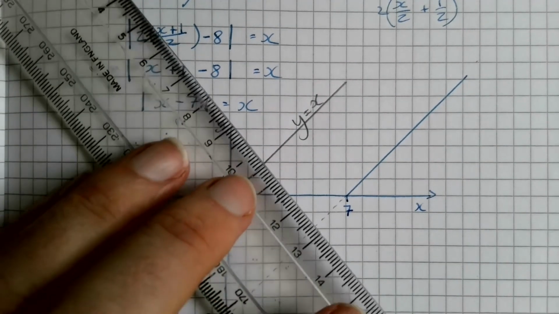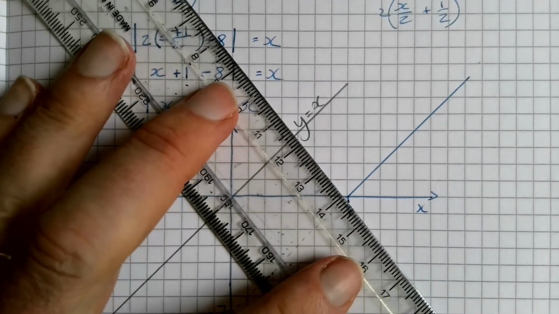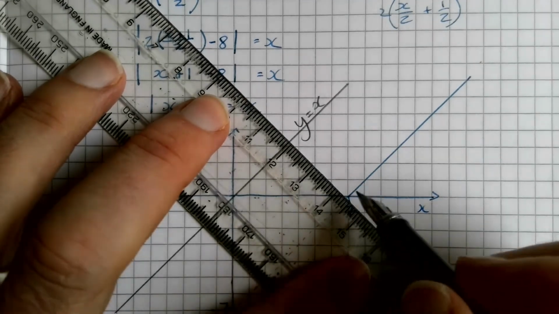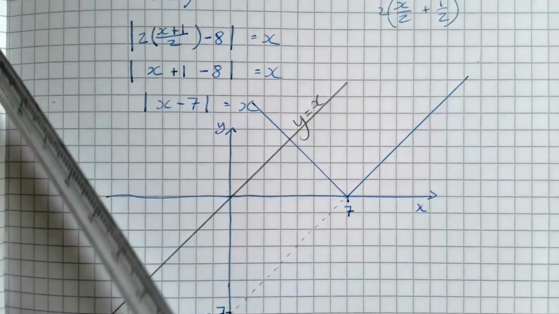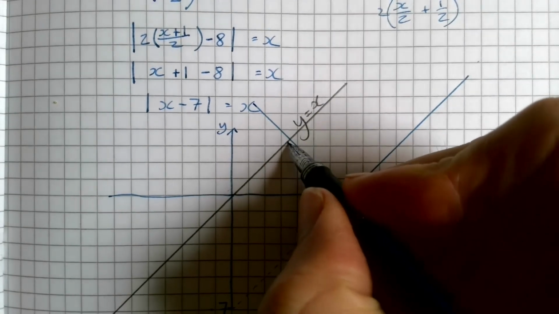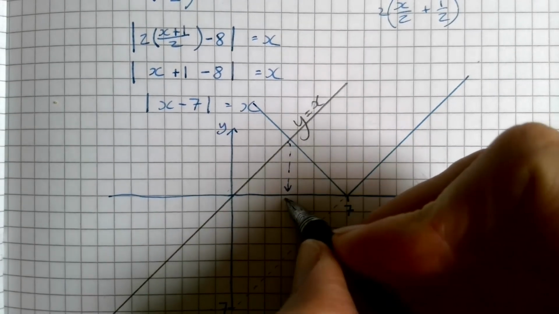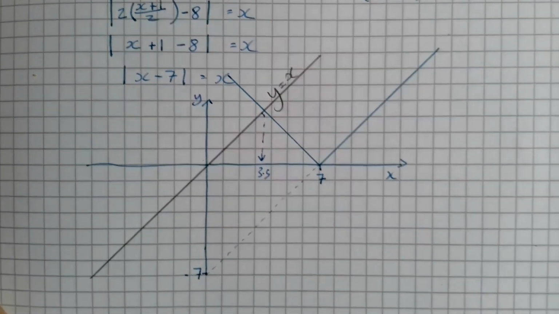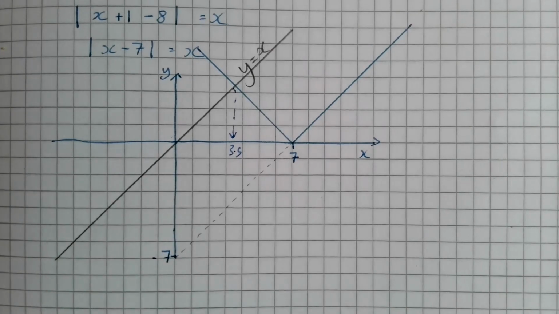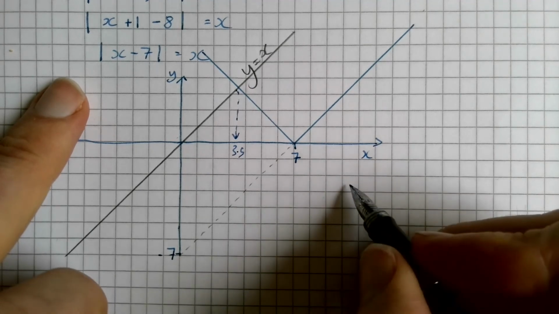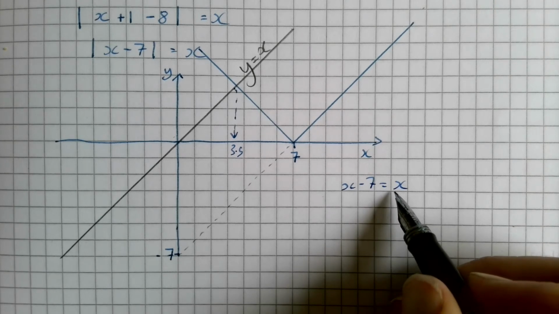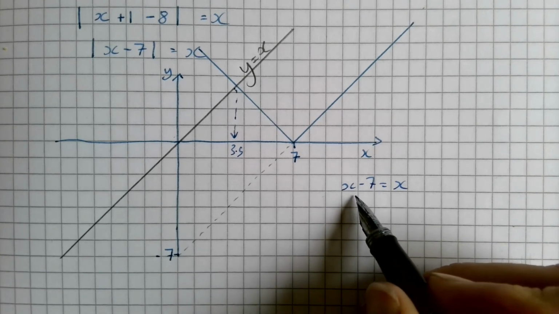And then at that point it's going to reflect. So by doing this sort of accurate sketch, I could say, oh, it looks like it's coming in at 3.5. And indeed it does. But let's just check by solving it algebraically. We could have x minus 7 equals x. And how do I solve that? If I take x from both sides, x just disappears.